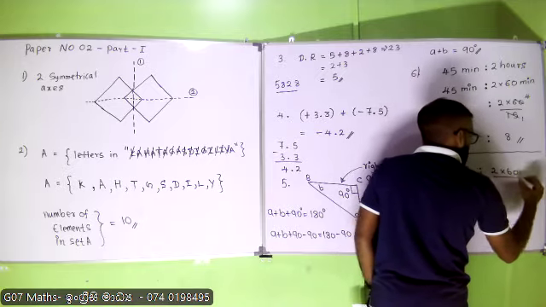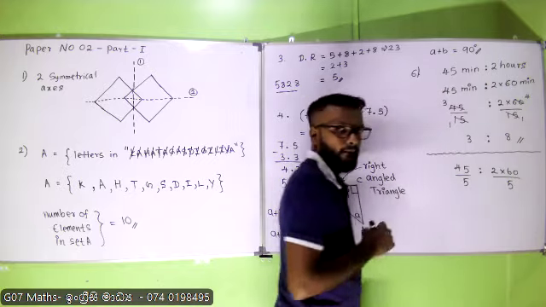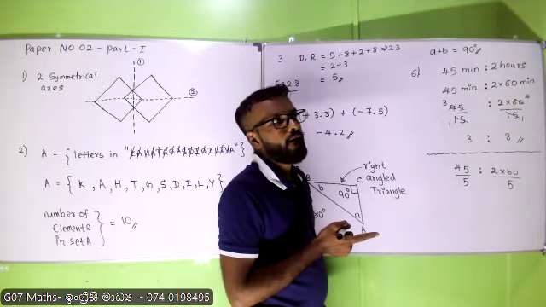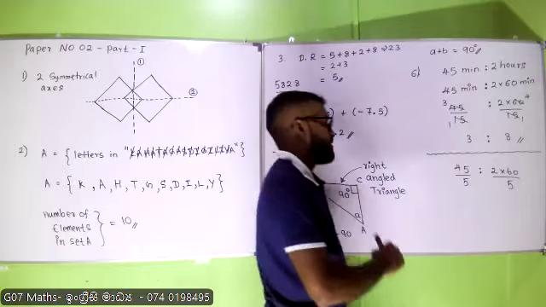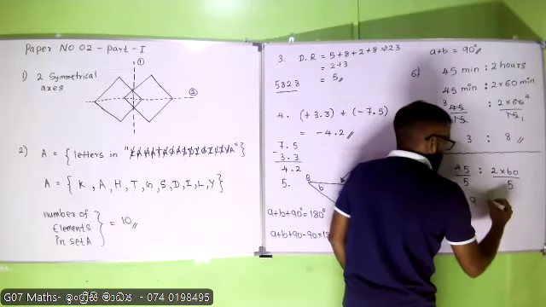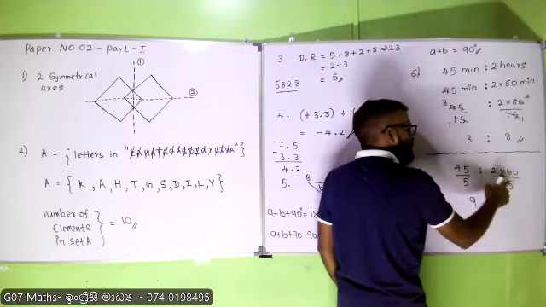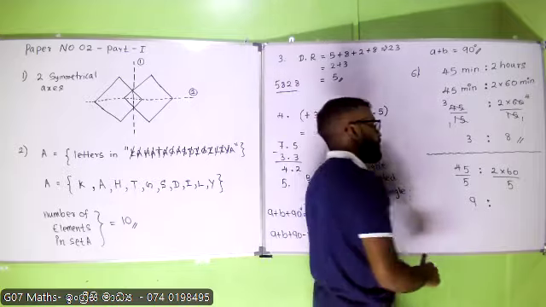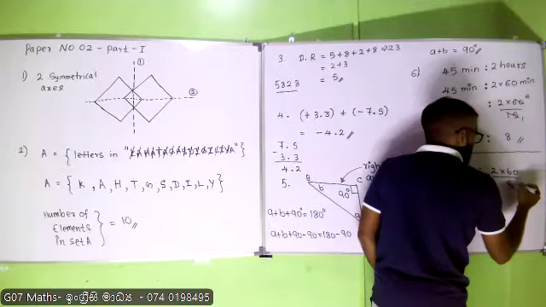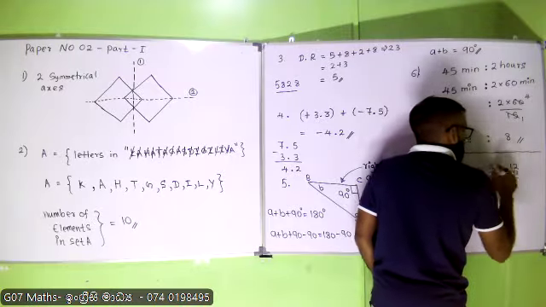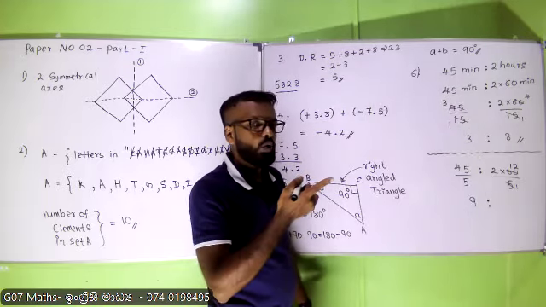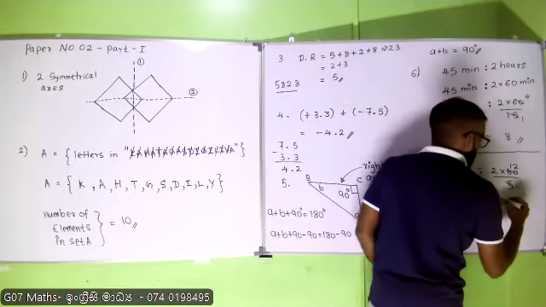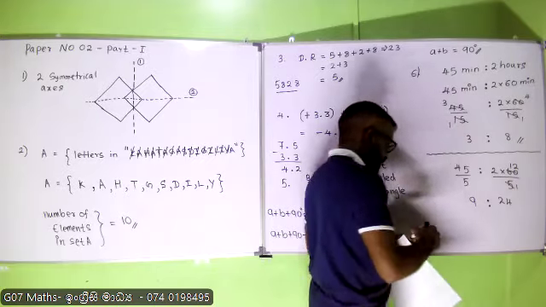45 divided by 5 is 9. 60 divided by 5 is 12. Yeah, super. 5 times 12, then 2 times 12, that is 24.